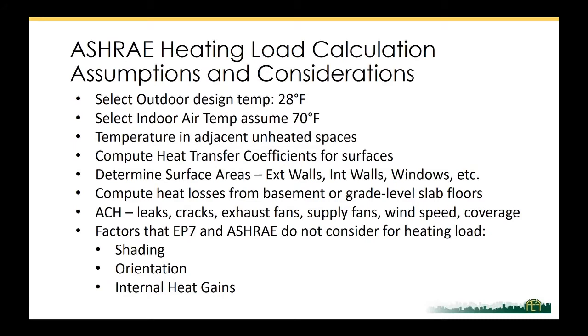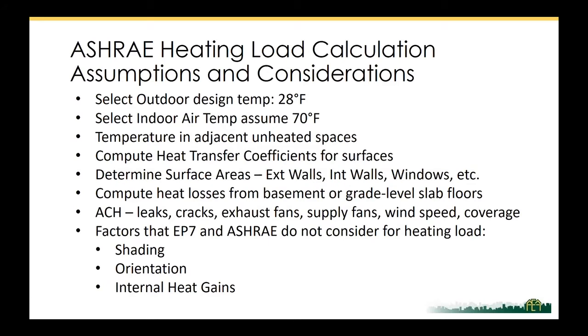And then ACH: we need to measure the air changes per hour, leaks, cracks, exhaust fans, supply fans, wind speed, coverage. EP7 actually has an embedded calculation for your air changes per hour. And it's fairly low. You guys were talking earlier about 4.5. We'll look at what EP7 spits out. You can put in an air changes per hour, but if you do a load calculation, it just overwrites it. So that's something that is not great either.